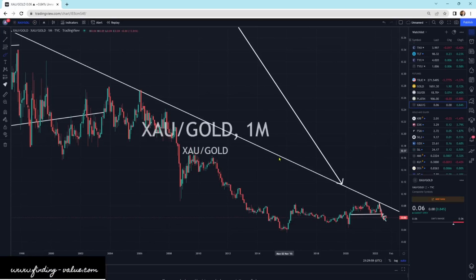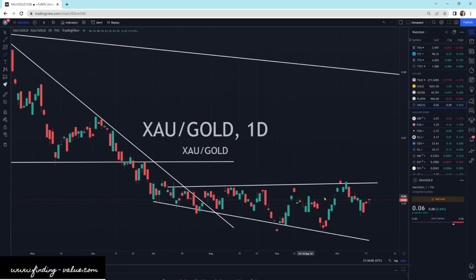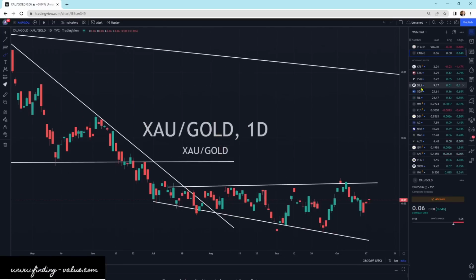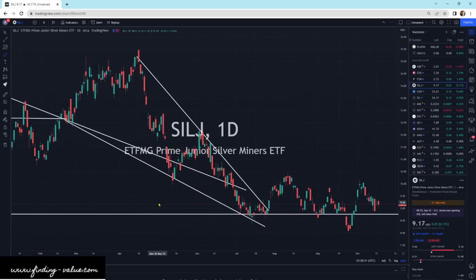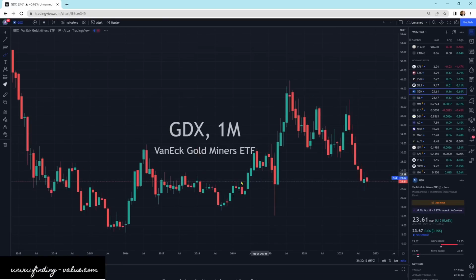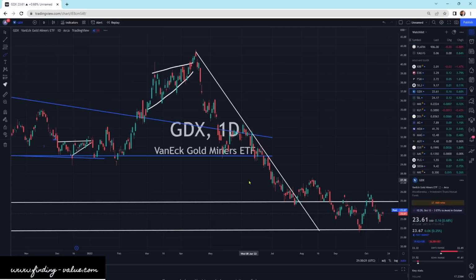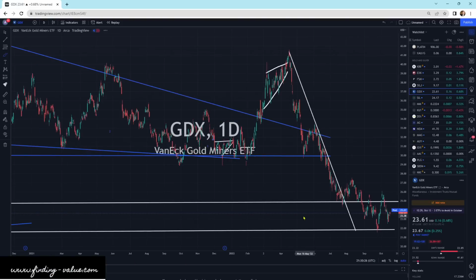XAU to gold ratio, we are still below this massive downtrend line that we have not broken. If you zoom in on it, we're just moving sideways at this time. So SILJ just moving sideways above support. That support line is a long-term support line through here that we've used before. And then GDX is also slightly higher today, but mainly just moving sideways. We're in a support region.